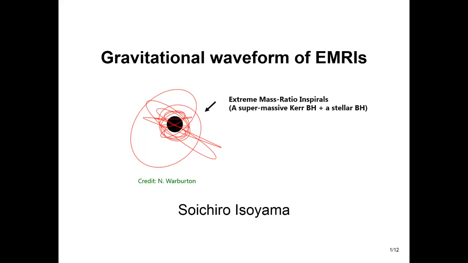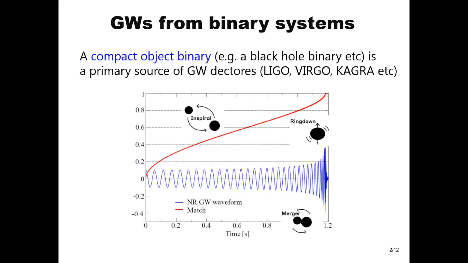Today, I'd like to talk about the recent effort to model gravitational waveforms of extremal mass ratio inspirals, known as EMRIs, which are a special class of compact object binaries. The context of my talk is the theoretical modeling of gravitational waves from binary systems. As we have already learned from LIGO and Virgo, a compact object binary, like a black hole binary or a neutron star binary, is a primary source for gravitational wave detectors.